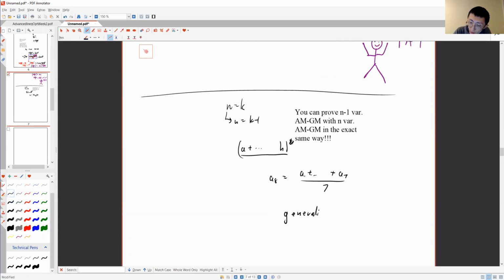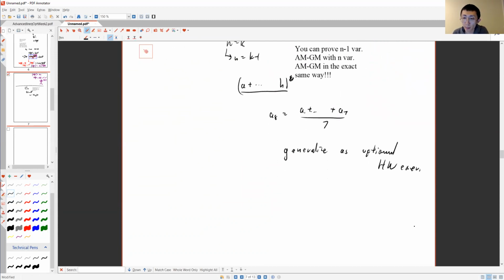Generalize as an optional homework exercise if you really want to write out the proof. But it's basically the same idea.